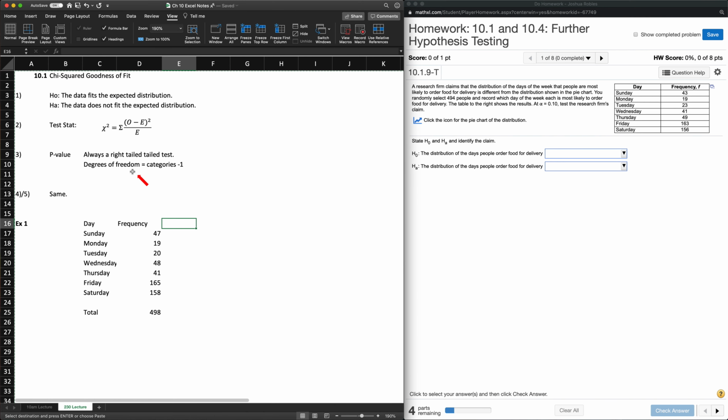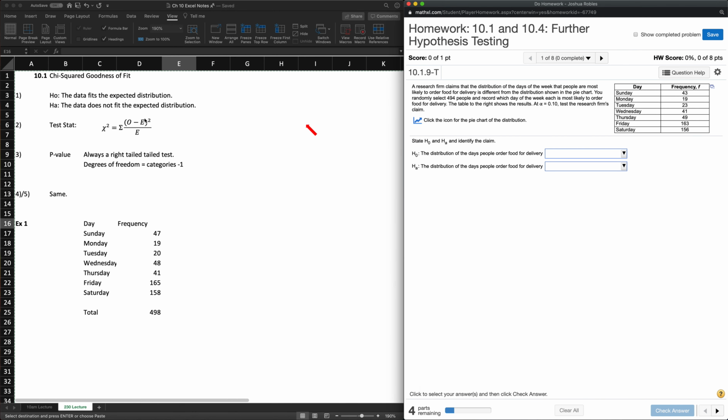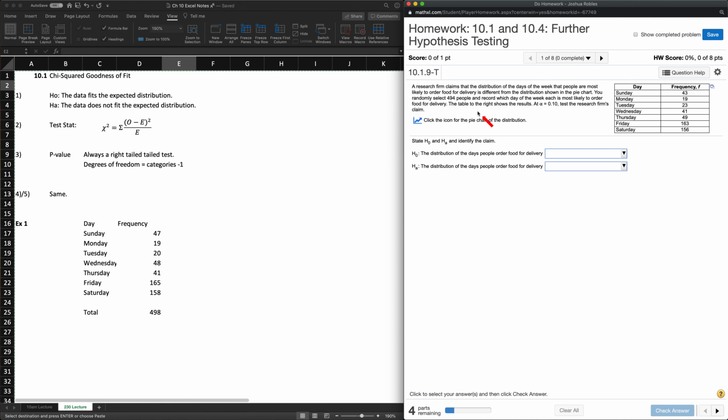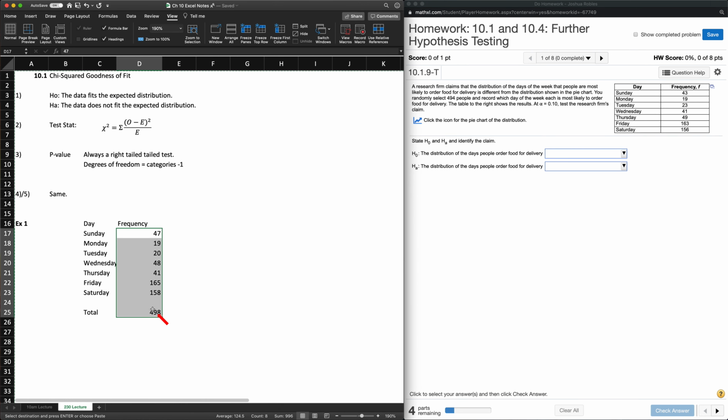To go through a chi-squared example. So I have a problem here from the homework. Remember, the chi-squared goodness of fit test is a test that determines how well our observed data matches some expected distribution. So for this problem, we're going to be comparing when people order food for delivery compared to what we expect. So there's an actual set of values here, and we're going to compare that to some values.